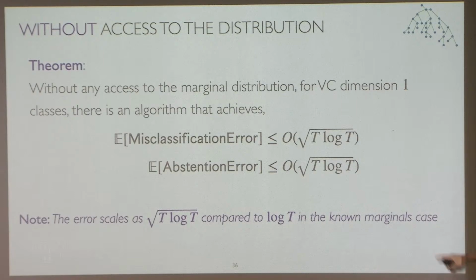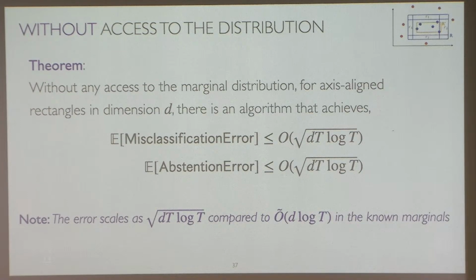And this is much worse than the known marginal case, but at least it's possible, but you have to really use the structure of VC dimension 1 classes. There's this really nice result by Shai Ben-David that shows that VC1 classes can be thought of as paths on some tree, and we really use that tree structure to be able to get the uncertainty estimates.